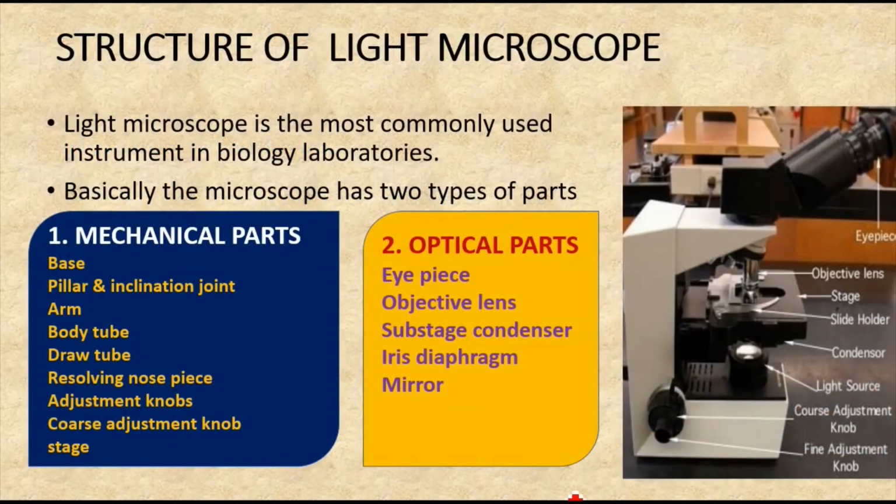Then moving to the second type of parts, we have to discuss the optical parts. Up to here we have discussed the mechanical parts of the light microscope, which provide the structural framework of the microscope and also support the optical parts. Now we will discuss the optical parts, the different parts of optics present in the microscope, in detail.